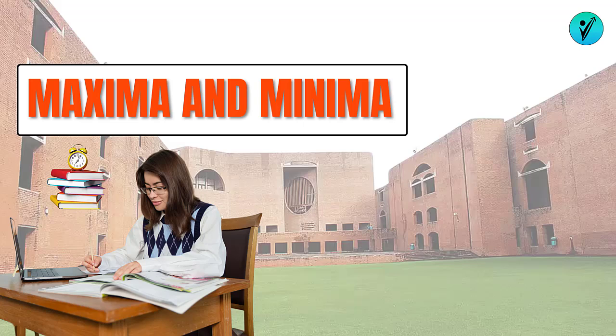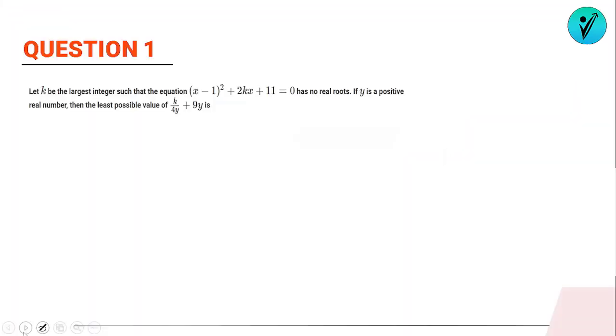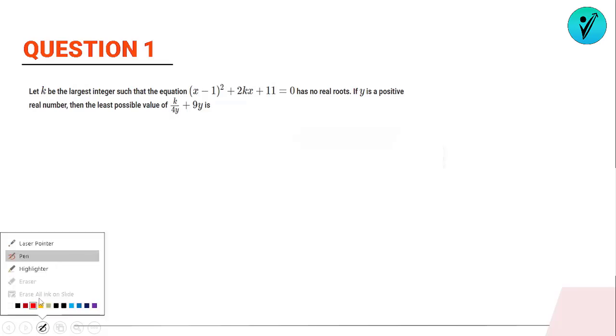In maxima and minima also, there are various types of questions. Today we'll be taking just one variety, a very simple one, but it is the most used variety we can say. So let's see what this concept is. We'll be doing a good number of questions too, but before that, let's understand the concept.